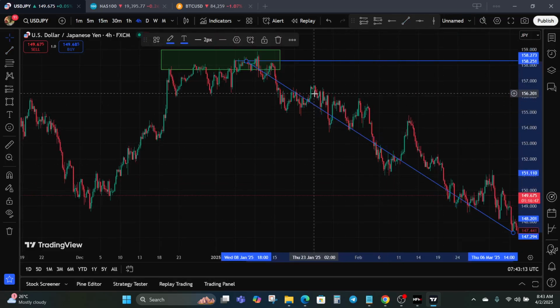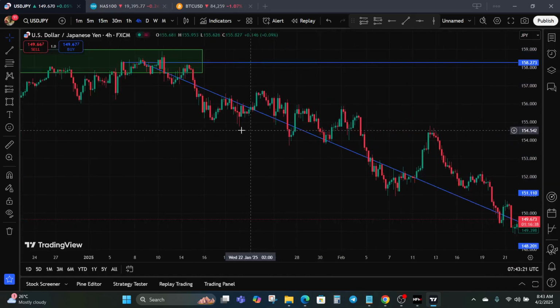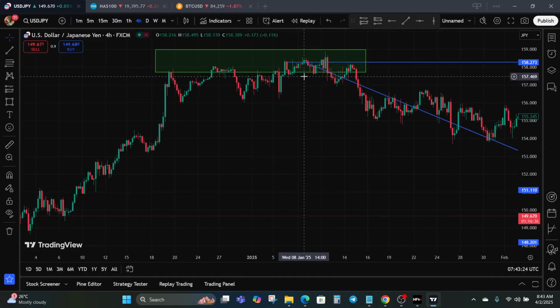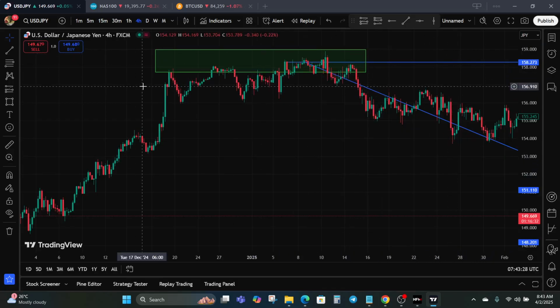So liquidity zones form because most traders place their stop losses and pending orders at obvious levels. Institutions take advantage of this by grabbing liquidity before moving price in the intended direction.